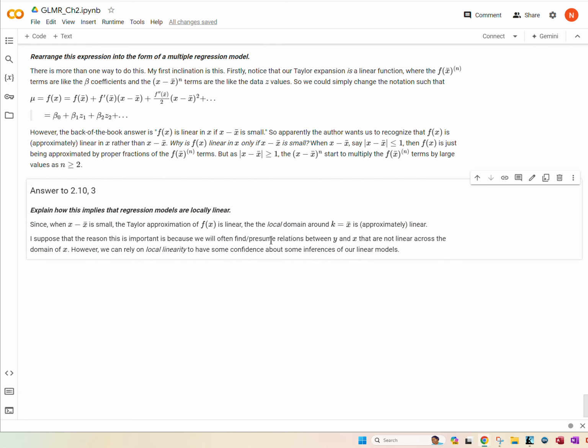Now I think the reason that this is important is because we will often encounter situations where we presume or have strong reason to believe that the relationship between y and x across the entire domain of x is not linear. However, because of what I guess we'll call a finding of local linearity, we can have some confidence in the inferences of our model about the relationship between y and x, even in a non-linear context, when we are not that far away from some focal point like x bar.